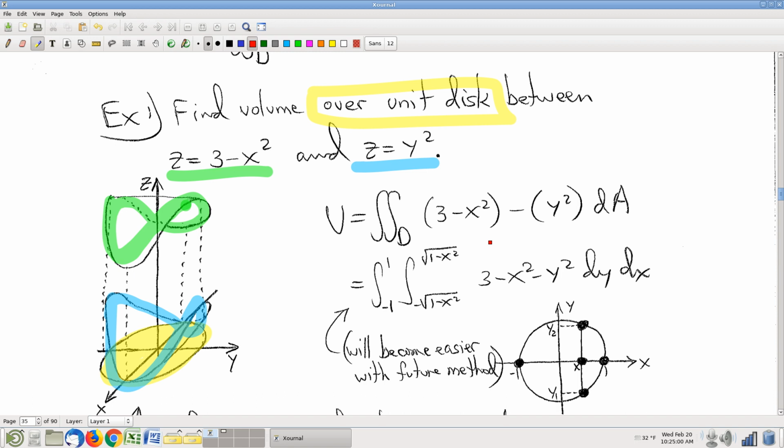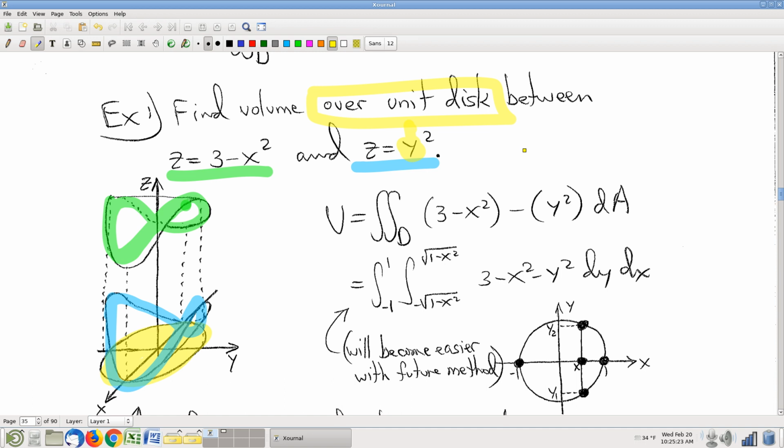There's a couple different ways to see this. One observation to make is that because we are sitting over the unit disk, I know that x is never outside of between -1 and 1. Right, so this green surface never dips below 2. Right, likewise, this blue surface never makes it above 1.